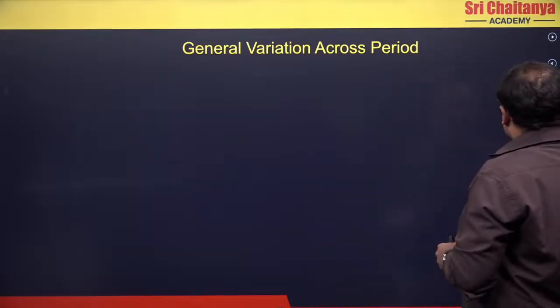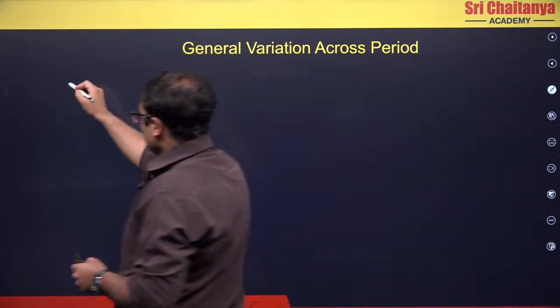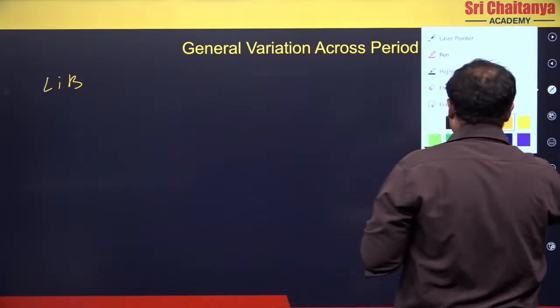Now general variation across a period. Now what happens across a period? So let me take this period. Which period is this? This is the second period.